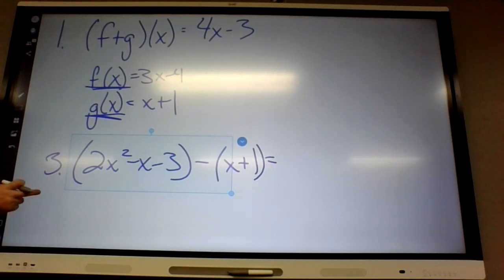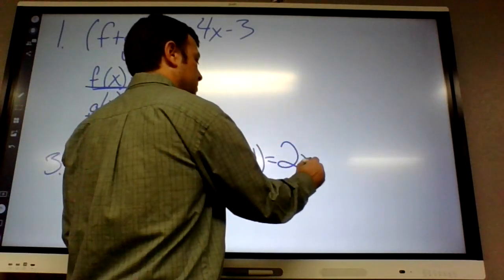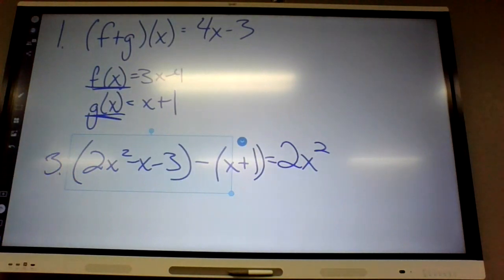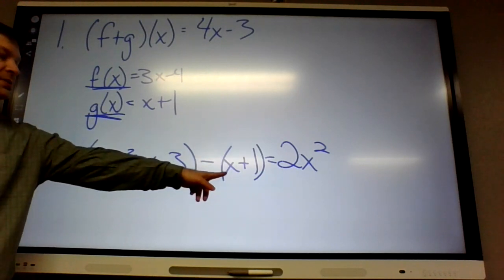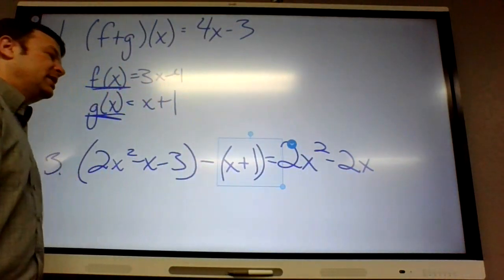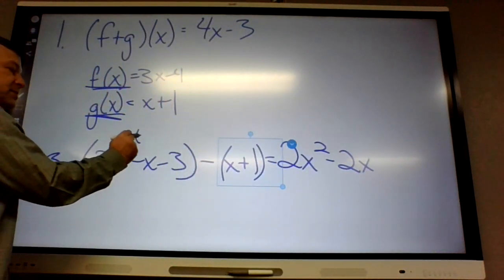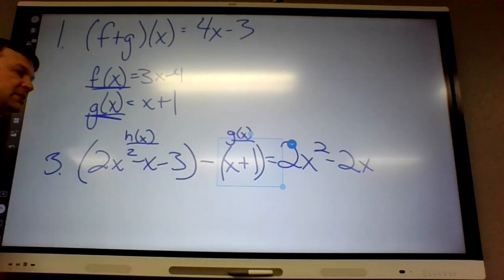So how do we subtract these two? What do I do with the 2x squared? Nothing. What do I do with the minus x? Negative x minus x is negative 2x. All I did was copy down h of x, which is this stuff, and g of x is this stuff. So what is subtracting the two?